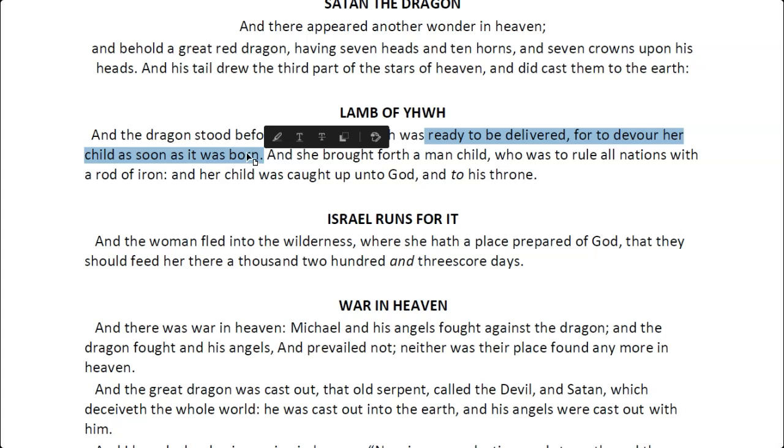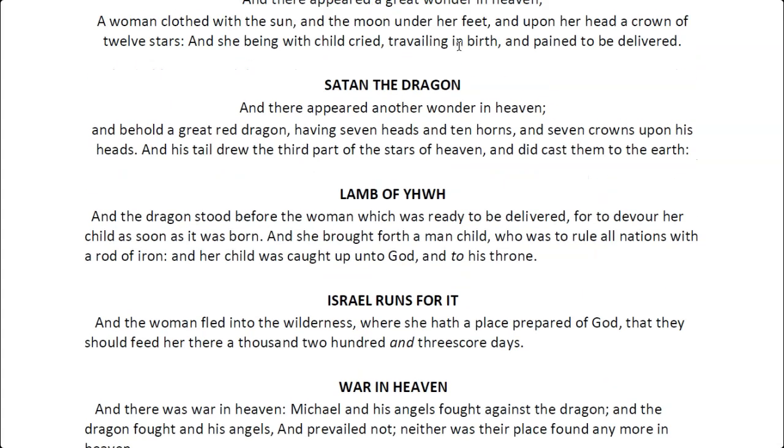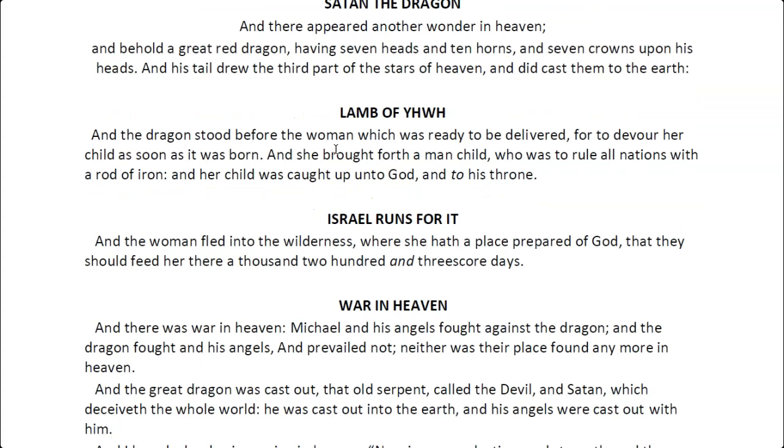Okay? So he's sitting there waiting, and this is the condition. She's travailing in birth, and he's waiting for the birth. You see that? And then she brings forth a man-child, who, right? He brings forth the Messiah, who is to rule all nations with a rod of iron.